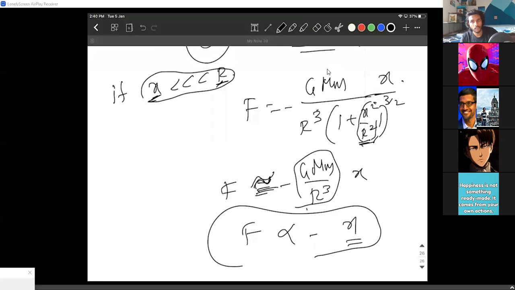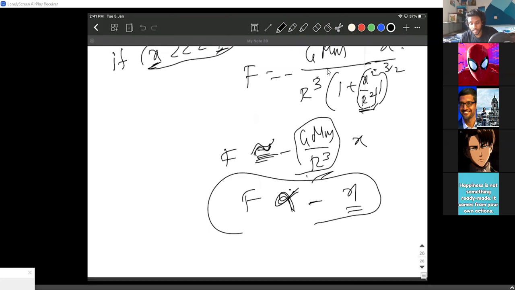Your constants won't affect the proportionality, sir. So whatever constant is there, it won't matter. Yeah, that's why I'm not really considering them. I directly write the proportionality equation there. You get it? Yes, sir. So even that is an SHM, quite an interesting idea.